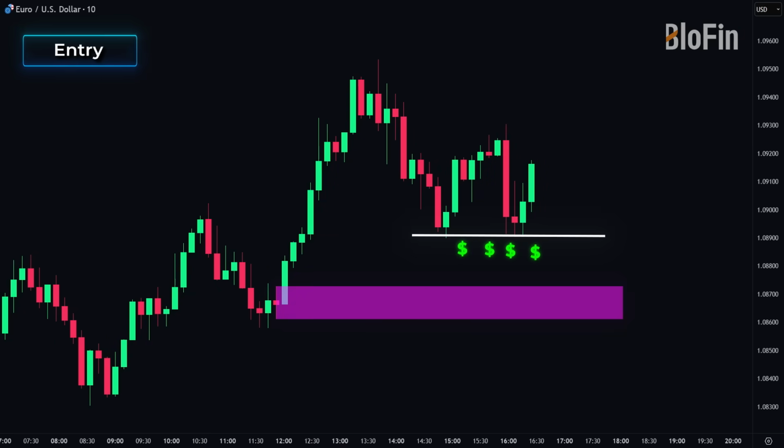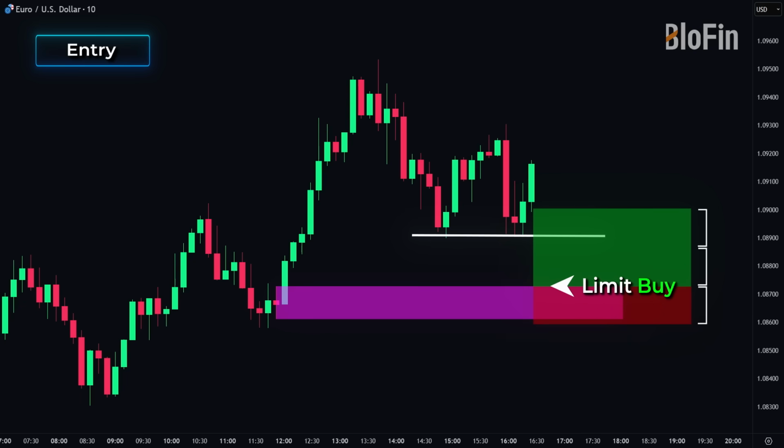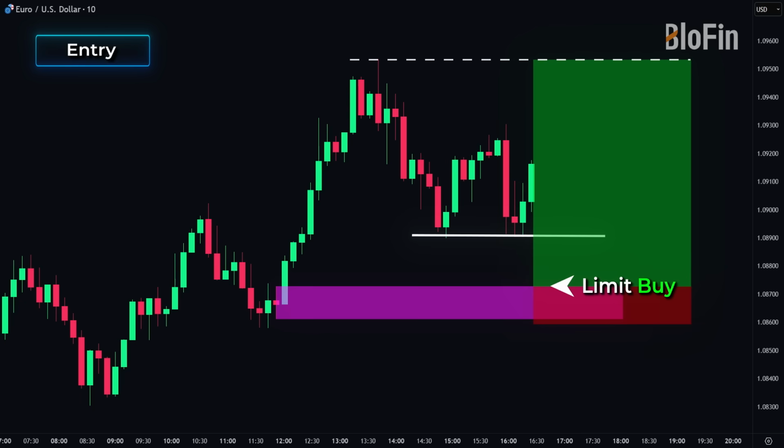Entering the trade with this strategy is simple. We place a limit buy order on top of the demand zone, place a stop loss slightly below the zone, and set a take profit at 2 times your stop loss distance. Or if you want to be more aggressive, you can target the previous highs as your take profit.